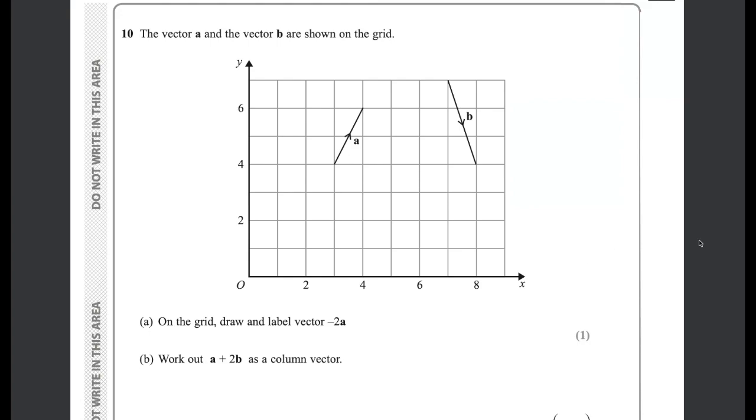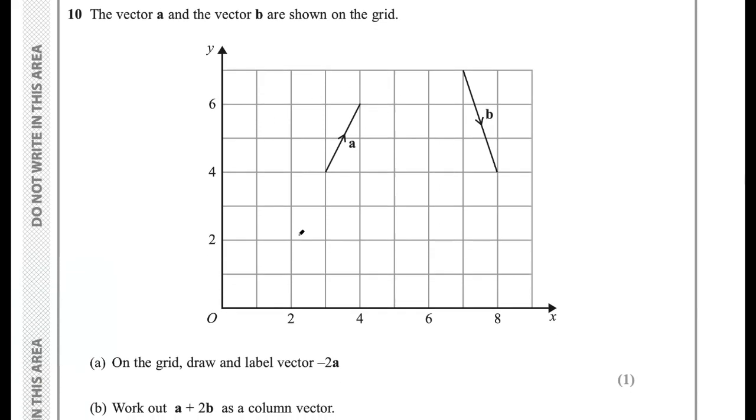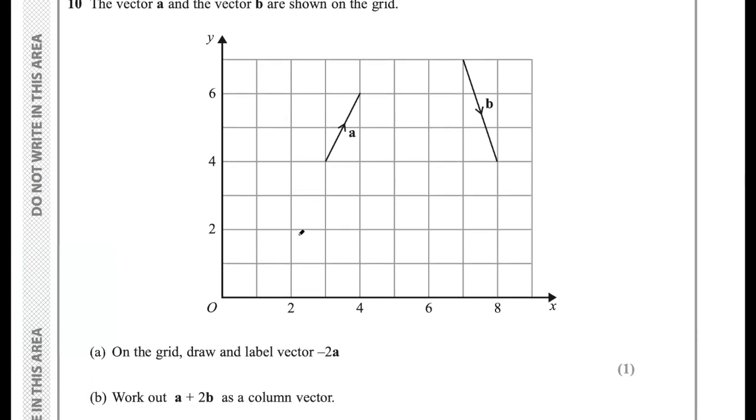On to question 10. Question 10 says the vector A and the vector B are shown on the grid. On the grid, draw and label vector negative 2A. Negative 2A is going to be in the opposite direction of A, and it doesn't matter where you draw vectors. That's something cool about vectors. They are not dependent on where they are positioned. It's more about their size and their direction that's important. So we can draw this really anywhere.